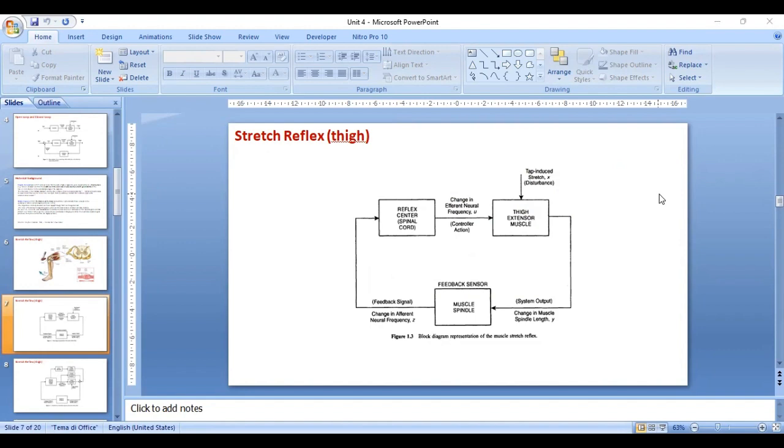In turn, the controller action is an increase in efferent neural traffic directed back to the thigh muscle, which subsequently contracts in order to offset the initial stretch. So this closed loop control system differs in some details from the canonical structure. It is indeed a negative feedback system, since the initial disturbance leads to a controller action that is aimed at reducing the effect of the disturbance.